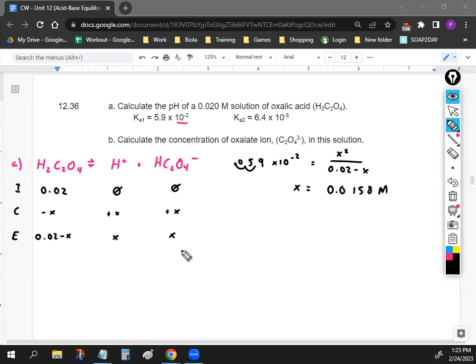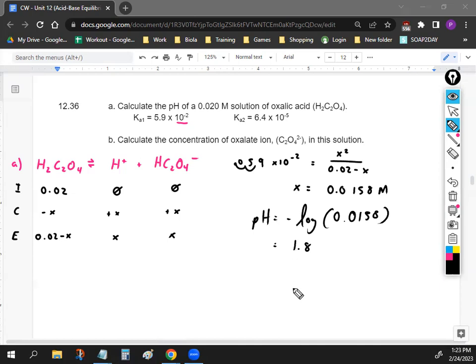All right, so that's gonna be your molarity for H plus. So obviously pH is equal to the negative log of 0.0158, and your pH value should be 1.8. Everybody got that? Nobody's paying attention, huh? Oh, thank you. I appreciate you guys paying attention.